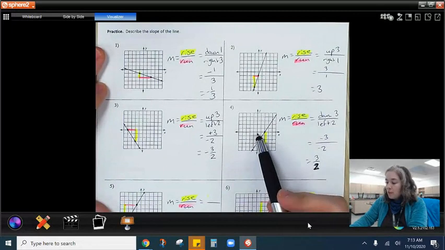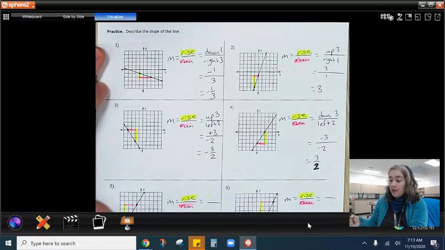Some of you might have gone up 3 and right 2. So my point here being you can go either direction, right? Doesn't matter which point you start with as long as you are rising and before you run. And again, you could rise, you could go down. It's just meaning in the y direction.